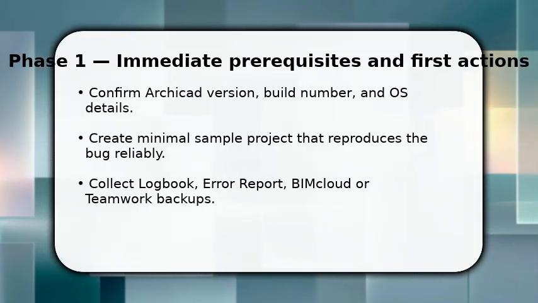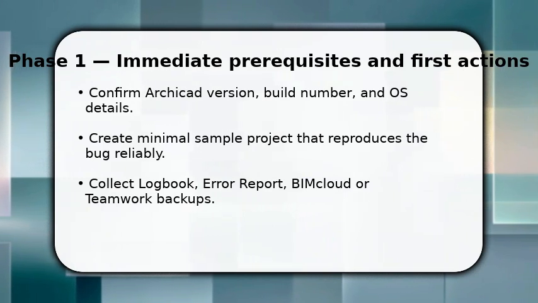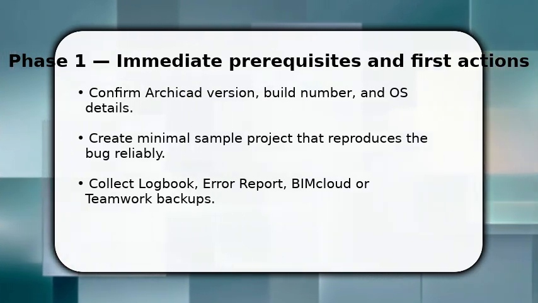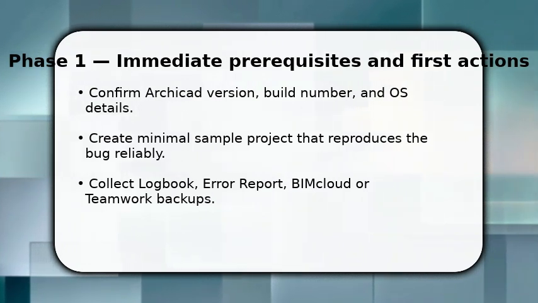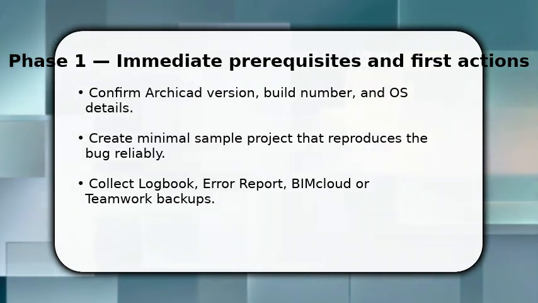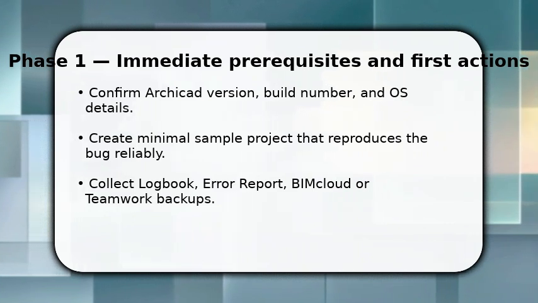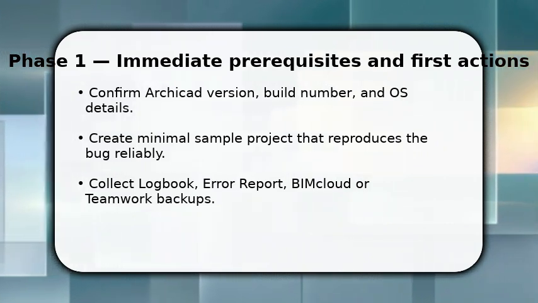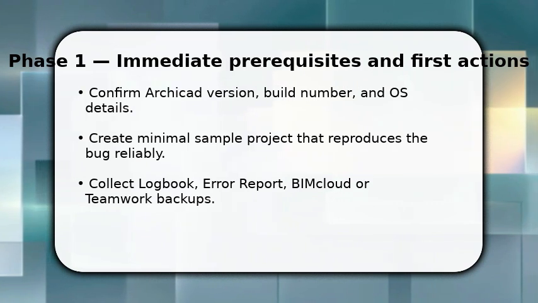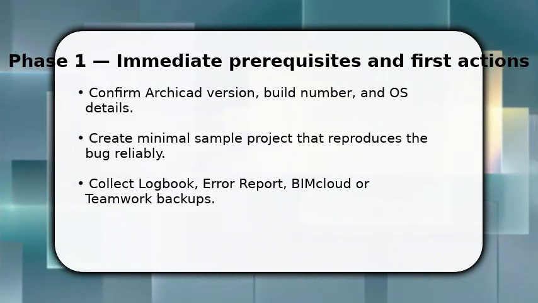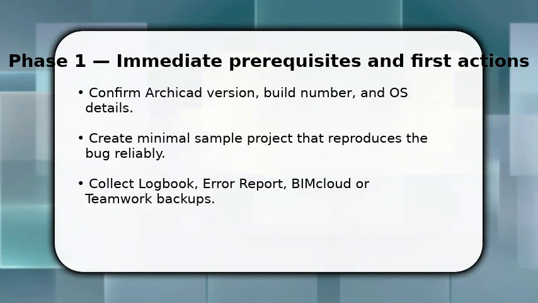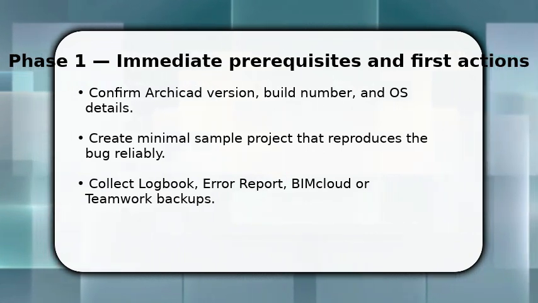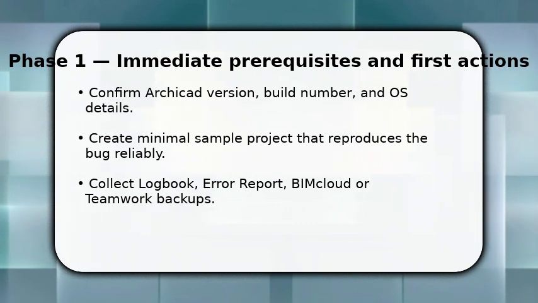You need reliable reproduction first. Open the exact Archicad build and reproduce the issue in a minimal project. This isolates variables fast. Once reproduced, save a clean copy and enable verbose logging and preferences. Export the logbook and error report immediately and gather BIMcloud or Teamwork backups if used. Make sure to note steps, selections, and exact tool settings. These details are what developers will need to replicate and diagnose the fault.